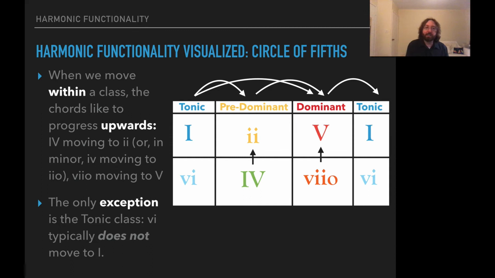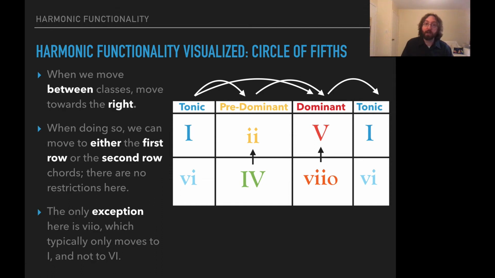So the only exception to this is the tonic class. 6 doesn't typically like to move to 1. Here's D major again. Here's a 6 chord, going back to 1. It's not bad, but it certainly seems more like a plagal cadence, or something that you'd use at the end of a piece. Or something that sounds almost a little bit more romantic, or like repertoire from late 19th century Russia. Those sorts of systems that aren't exactly working within the tonal system, which is, again, fine, but it's just not the idiom we're studying right now.